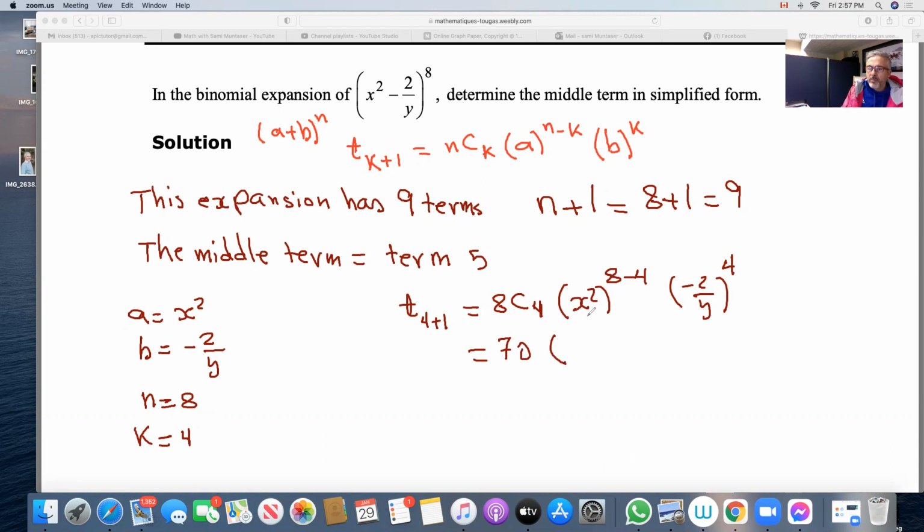8 minus 4 is 4. x squared to the power of 4, you multiply the exponents together, you get x to the 8. Negative 2 to the power of 4 gives you 16. And y also has a 1 there, so 4 times 1 is 4, so this becomes y to the 4 on the bottom right there. And then 70 times 16, if you want to combine this, you get 1,120. x to the 8, and this y to the 4, you could just put it underneath the x to the 8. So 70 times 16 gives you that, then x to the 8, and this is on the bottom, and this is your middle term of this expansion.